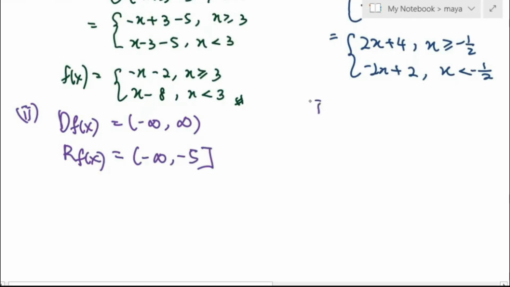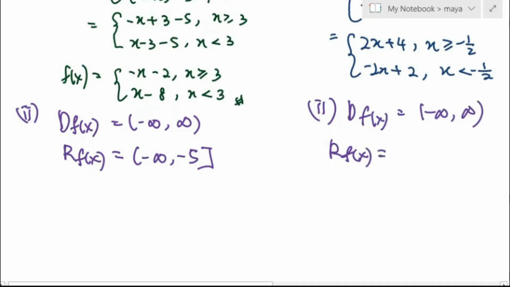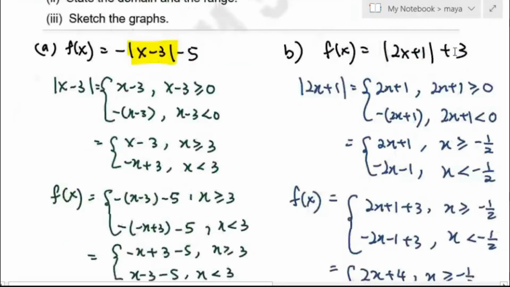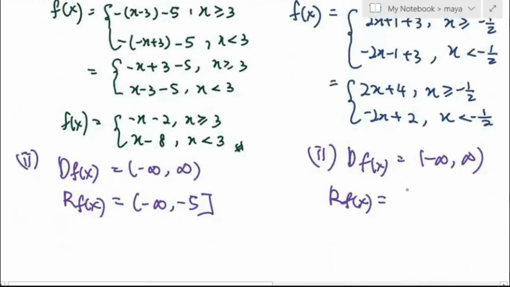For question B, the domain of the function is negative infinity to infinity. And then the range. I need to consider my absolute. Then I see positive 3. So it will become 3 included, to infinity.